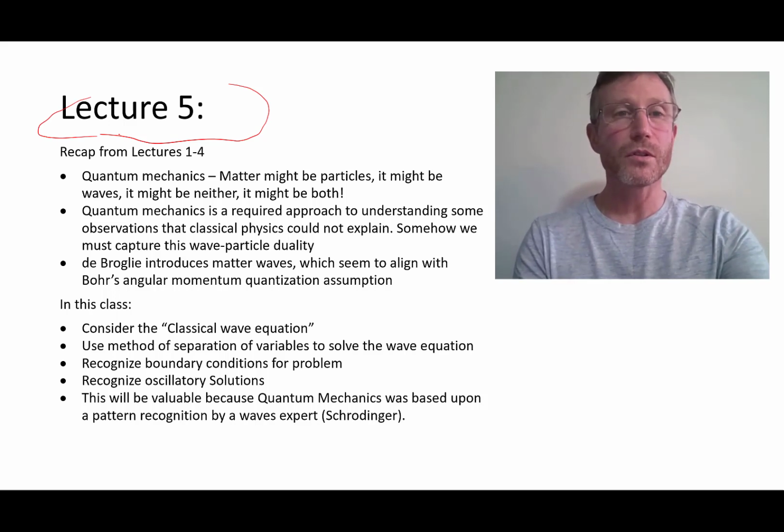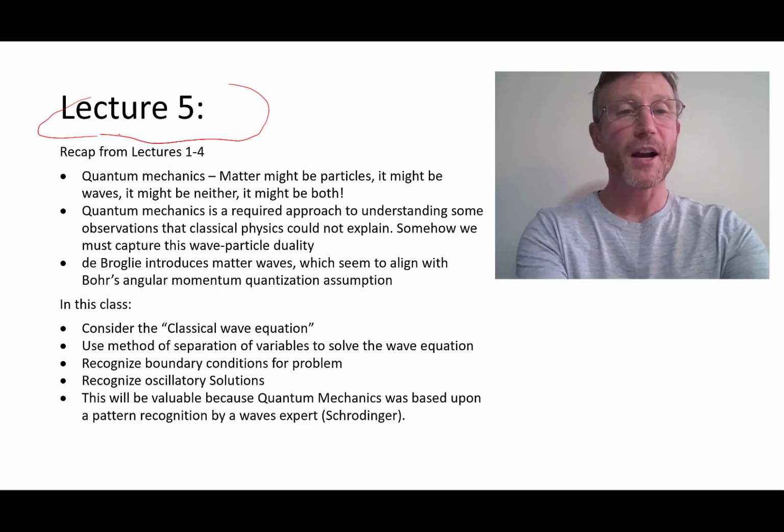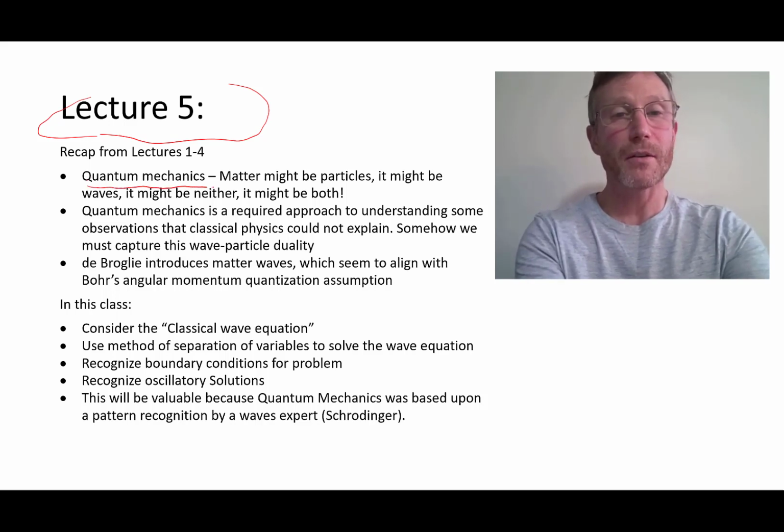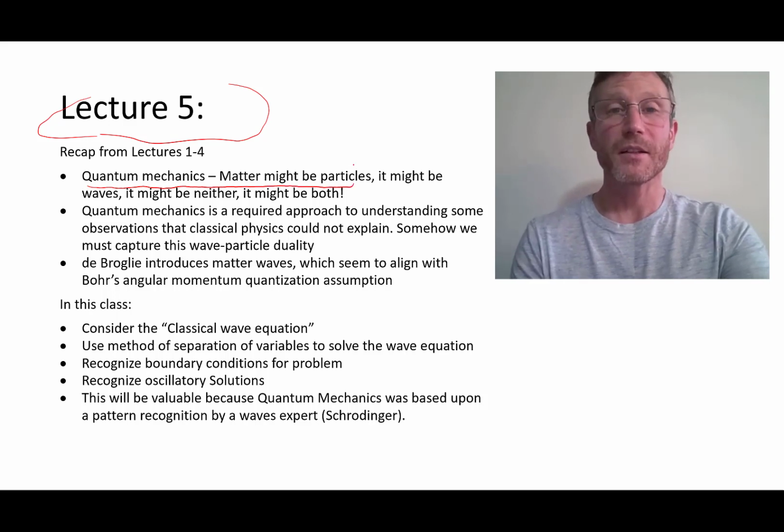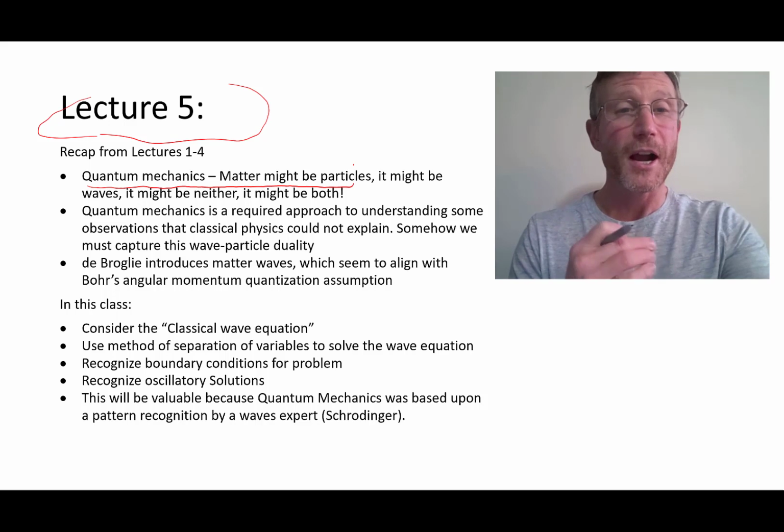And so to recap from lectures 1 to 4, what did lecture 1 say? Basically, quantum mechanics, very strange stuff. Matter may be particles, it might be waves, it might be neither, it might be both. We recognize that quantum mechanics is a required approach to understanding some of these new observations, the photoelectric effect, the black body radiation problem with the Rayleigh-Jeans theory, and also the atomic line spectra. So we need quantum mechanics to address these observables.